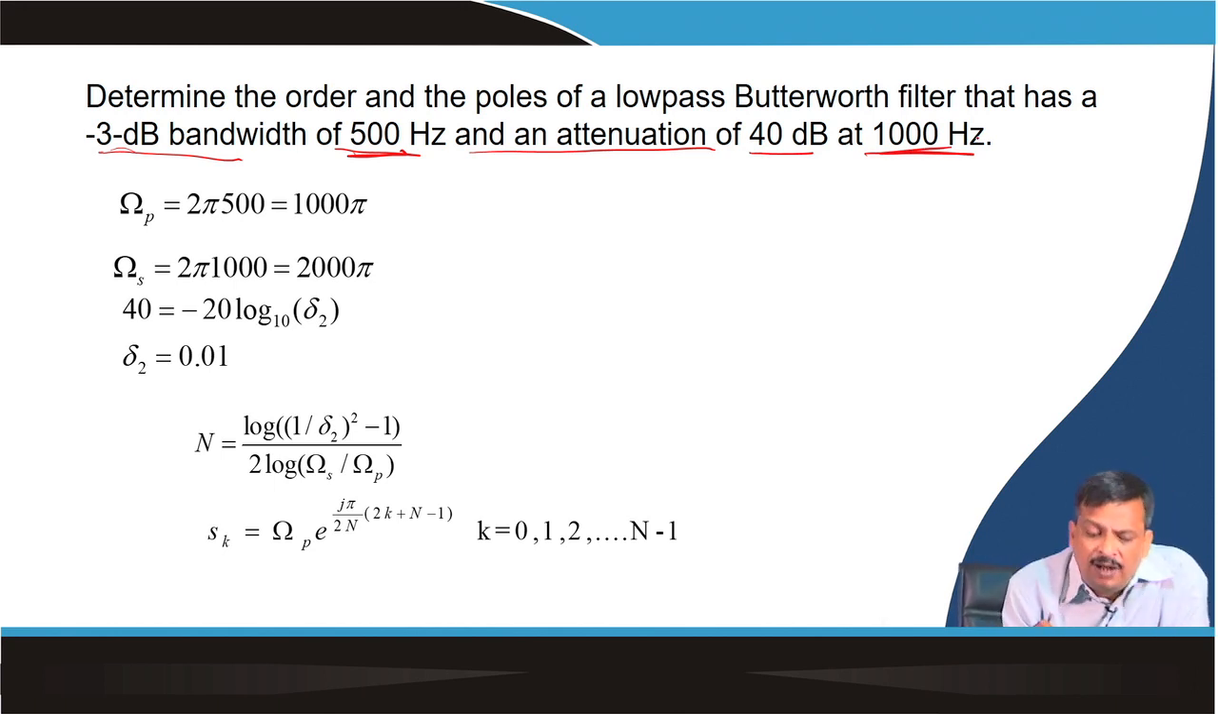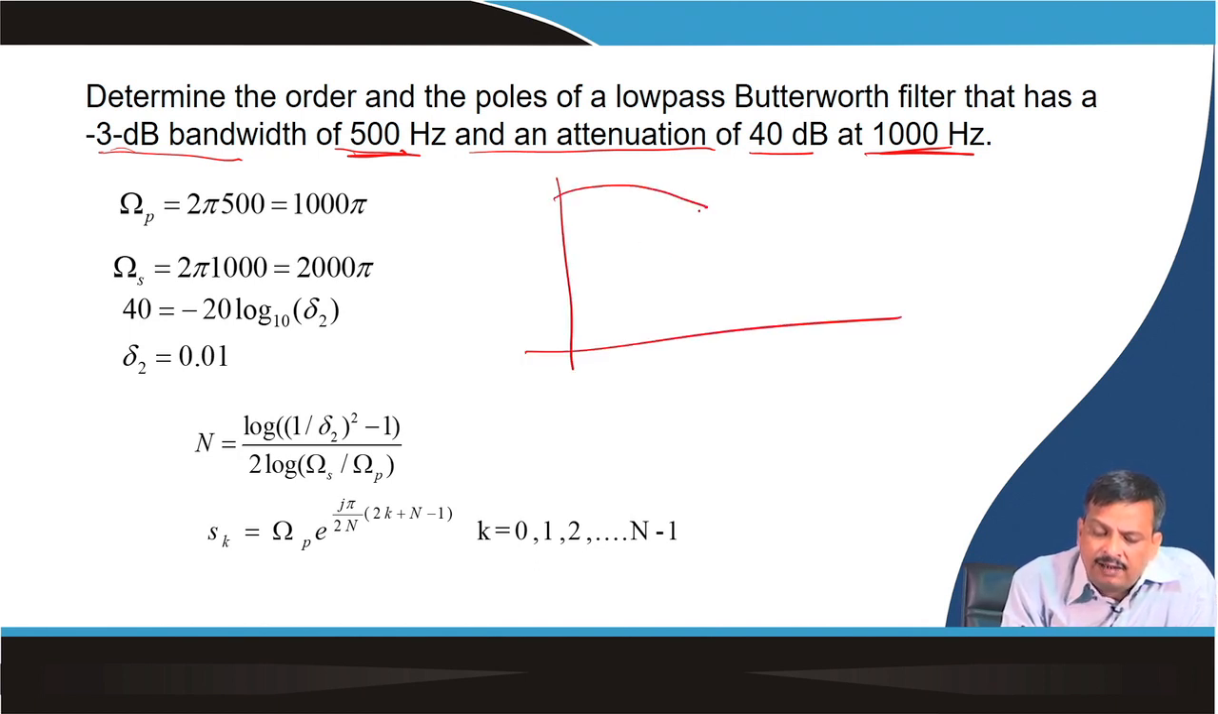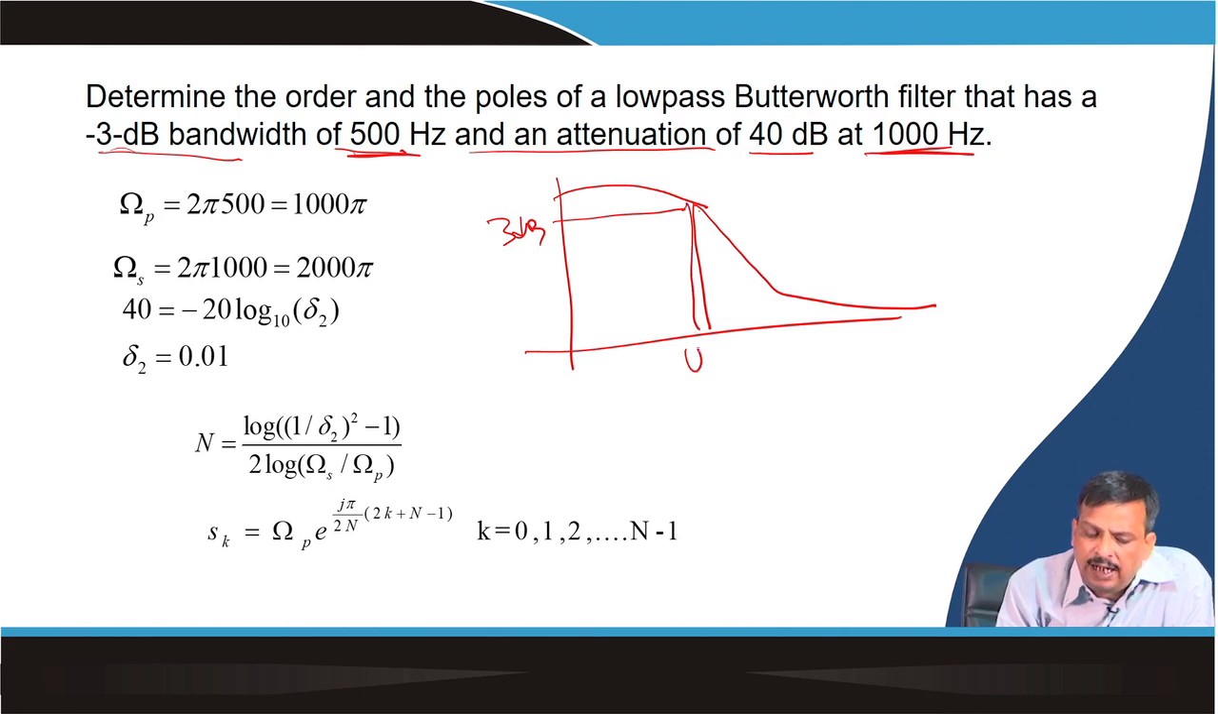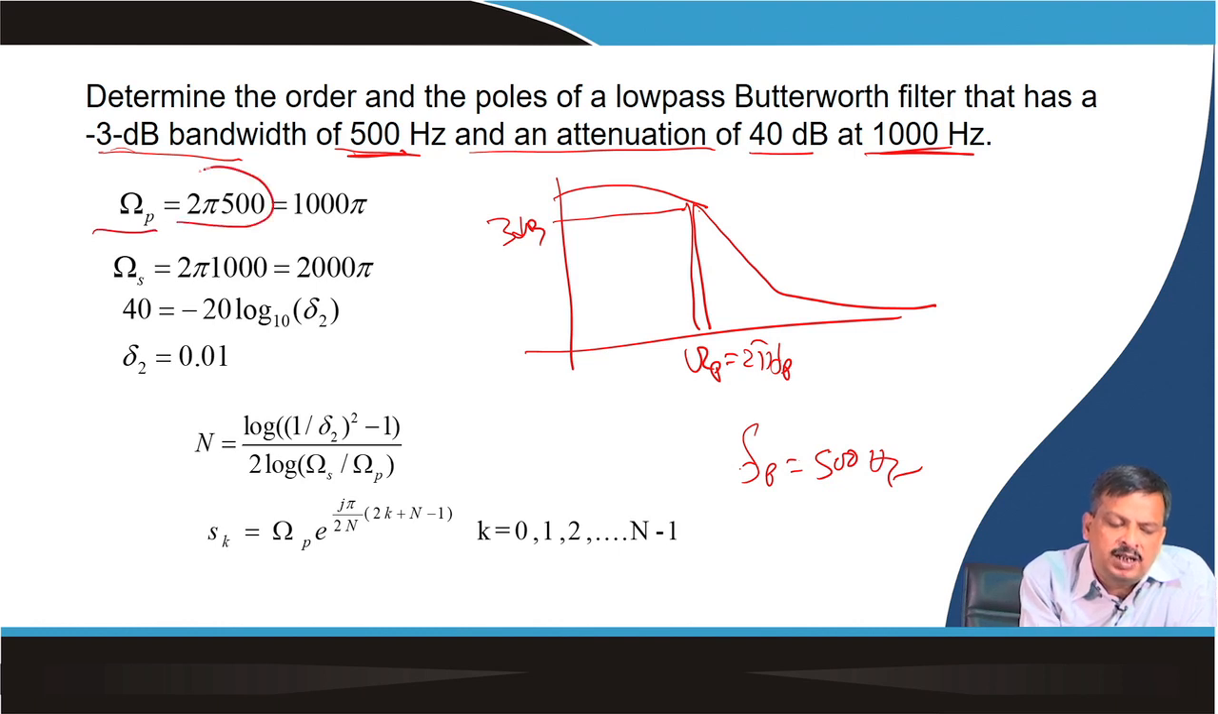So, first you draw the picture. I can say there is a pass band at 3 dB, let us say this kind of thing. At 3 dB down, let us say this is 3 dB down. So, this is omega p is equal to 2 pi into Fp. So, Fp is equal to 500 Hertz. So, I can say omega p is equal to 2 pi into Fp is equal to 1000 pi. So, this axis is omega.